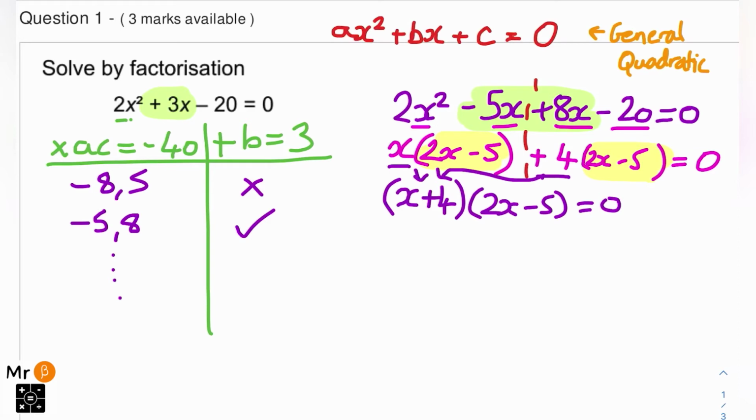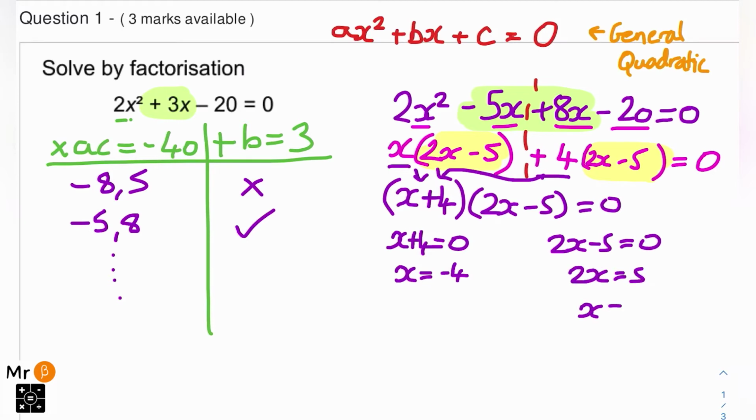Now we solve it like before. So we put each bracket equal to 0. That will give us one solution of negative 4. And our second solution of 5 over 2, or 2.5. And you've got both of your answers for this question.